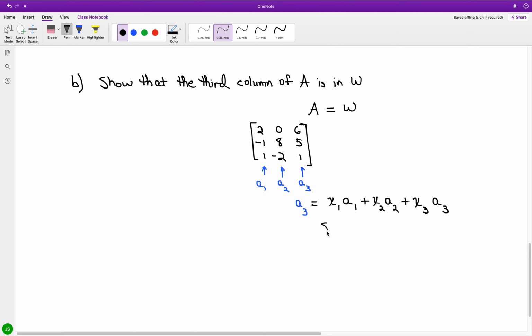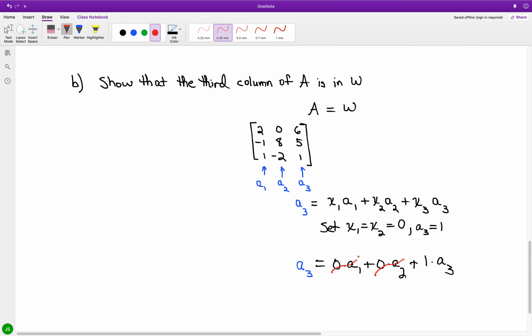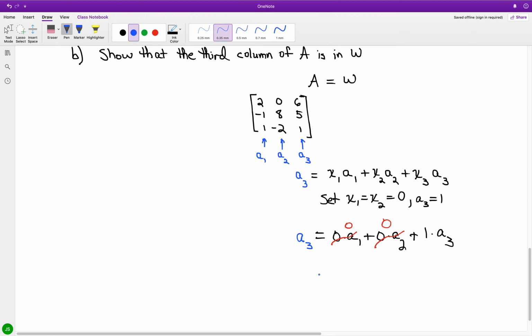So if I set both x of 1 and x of 2 to 0 and x of 3 equal to 1, we're going to have for the outcome 0 times A of 1 plus 0 times A of 2, and of course 1 times A of 3. So from the span, the first two terms cancel, and it follows that out of all the possibilities we have in W, A of 3 is one such element.